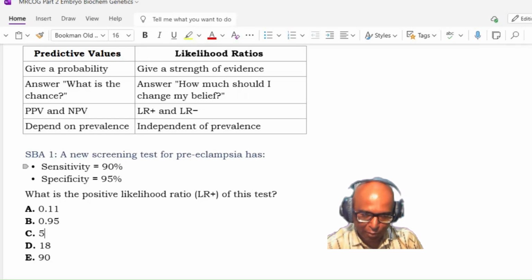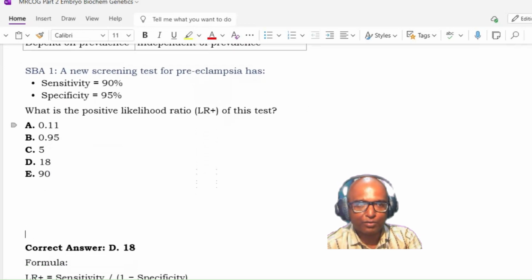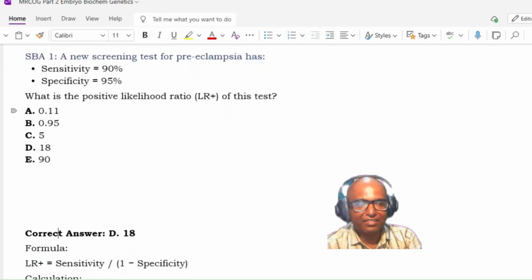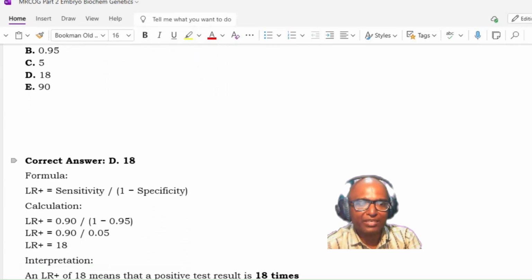1 minus 0.95 is 0.05. So yes, sir, 0.9 divided by 0.05. 0.9 divided by 0.05 will be 18.